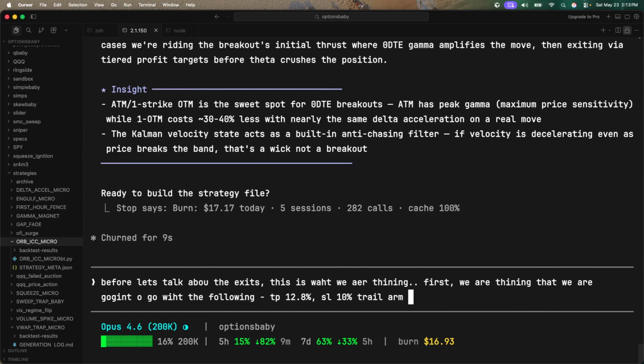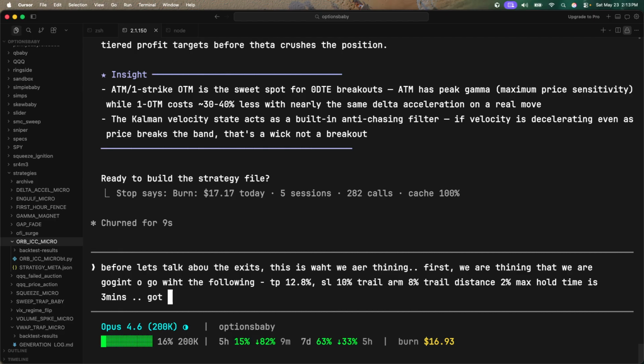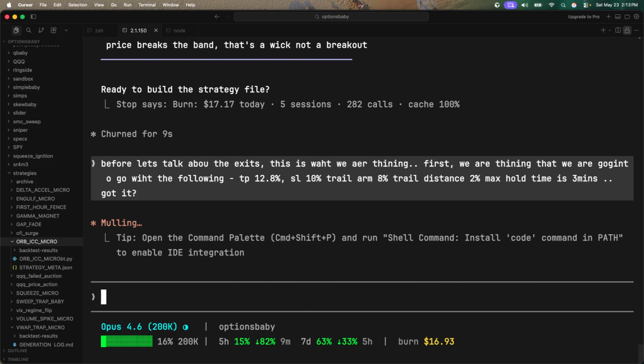Then trail arm. Now the trail is going to be whenever the position is up 8%, lock in my profit. And then trail distance: whenever the position goes down 2%, get me out, right? Get me out profitable rather than get me out with a loss. And then max hold time is 3 minutes. Got it? This works.